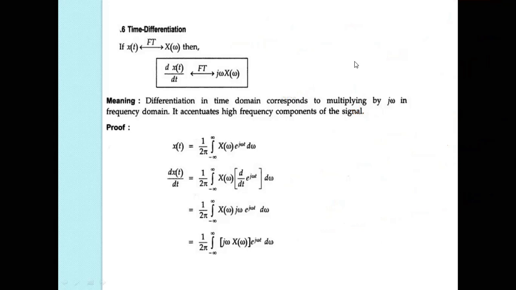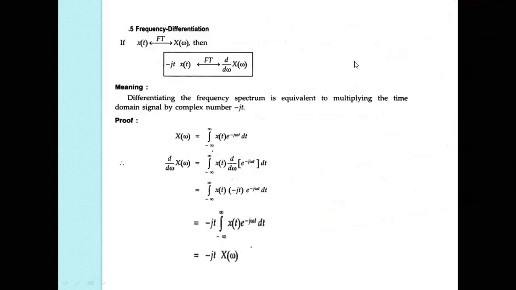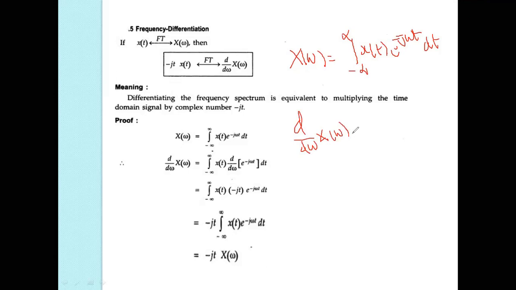Now we can see the frequency differentiation. Previously, we applied the derivative to the time domain. Now we apply the derivative to the frequency. To prove this, take the definition of the Fourier transformation, the integral from minus infinity to infinity of x of t, e power minus j omega t, dt. So d by d omega of x of omega is equal to, applying the derivative with respect to omega, the integral from minus infinity to infinity of x of t.